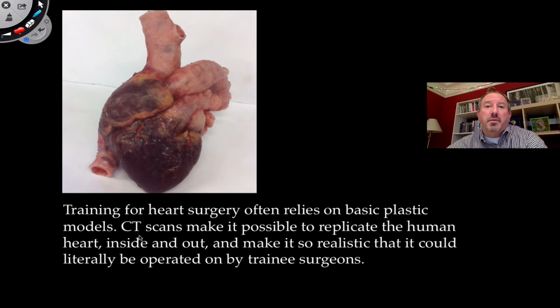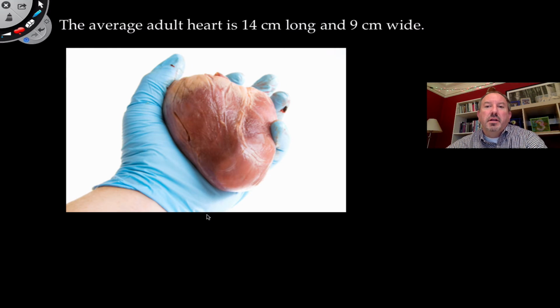This is important for future surgeons, for perhaps training for heart surgery. Future surgeons used to rely on dissection, which is really important, but also plastic models. But this is really realistic, so you can actually practice your surgery on this 3D printed heart. And so, how big's the heart? Well, it's going to vary from individual to individual, but basically a human heart is about the size of a human fist. It's around 14 centimeters long by 9 centimeters wide, so about a clenched fist, like that.